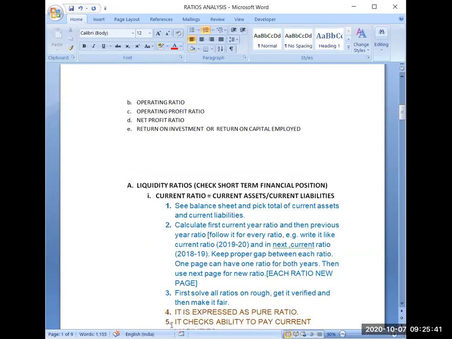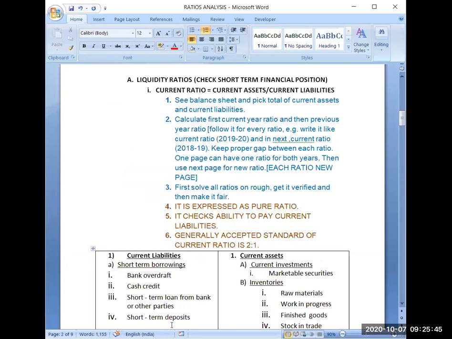Now coming to the first type of ratios, liquidity ratios. Now what is the purpose of calculating liquidity ratios? What is the meaning of liquidity? That should be first clear to us. Each and everything should be clear to us with a logic. If we know the logic, we don't need to remember anything. We don't need to cram anything in this chapter. But if we don't know the logic behind that, we have to cram it.